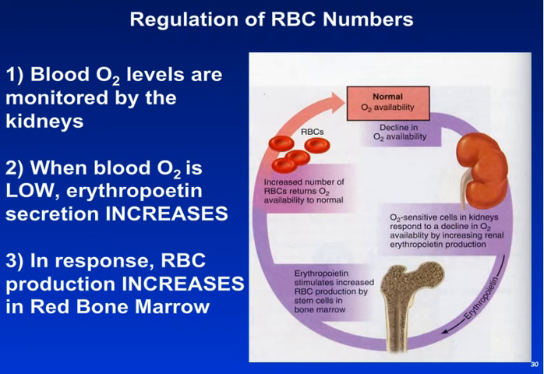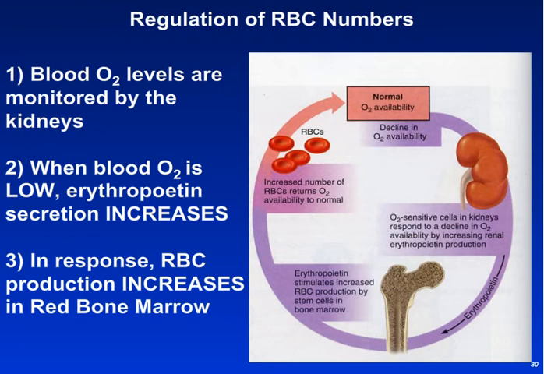Hypoxia means a lower than normal level of oxygen in the bloodstream. The kidneys are responsible for sensing this hypoxia, and if oxygen levels are too low, the kidney will secrete something called erythropoietin. Erythropoietin is a hormone that will stimulate production of new blood cells. And so the erythropoietin travels through the bloodstream from the kidneys to the red bone marrow. There it's going to stimulate erythropoiesis. That is, it's going to stimulate the differentiation of our stem cells into erythroblasts, and those erythroblasts into reticulocytes and eventually functional red blood cells.